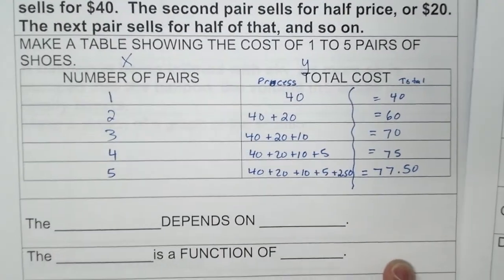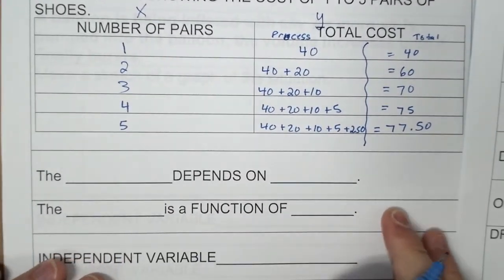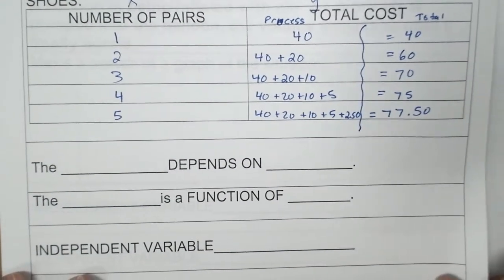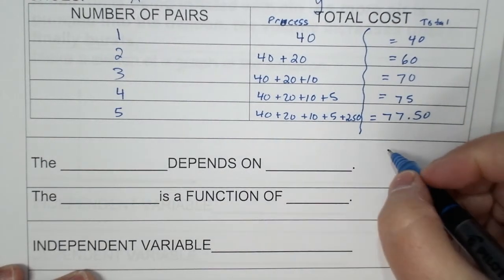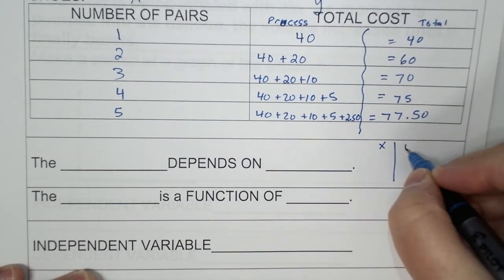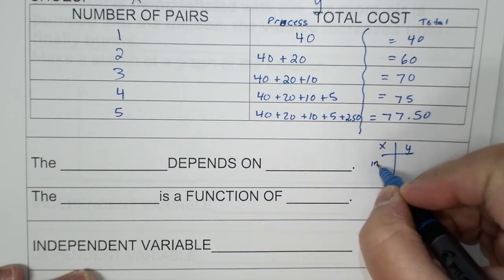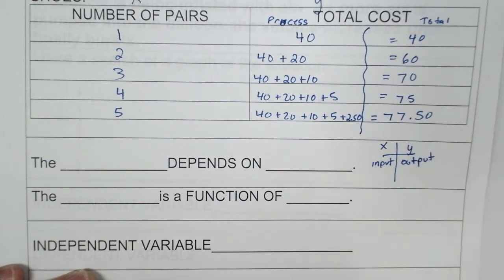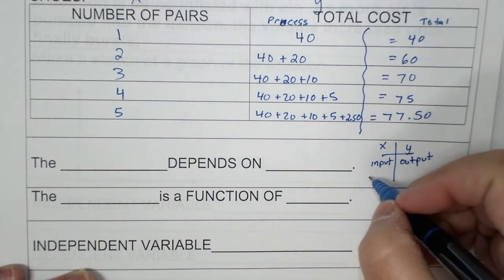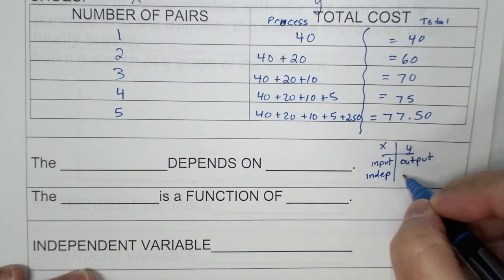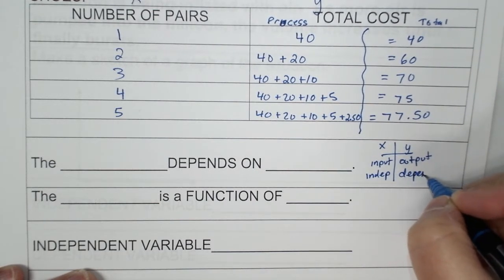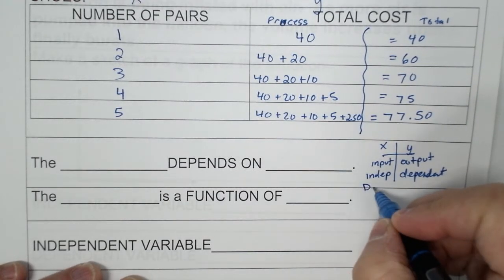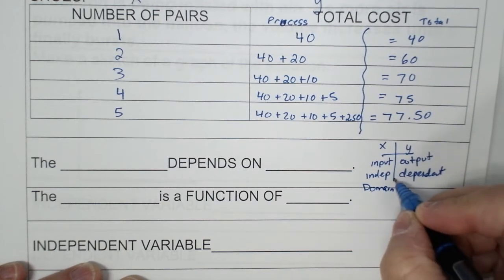The next part. Remember when we can use 2 variables and we can say I have an X variable and a Y variable, and I can say that X is my input and Y is my output, and I can say X is my independent and Y is my dependent, and I can say X is my domain and Y is my range.